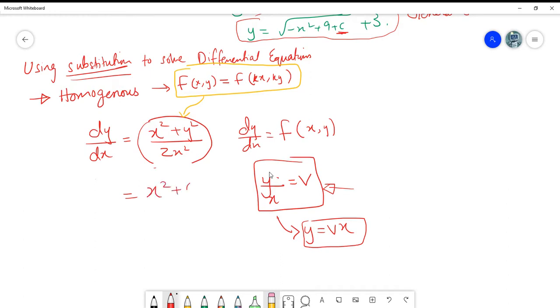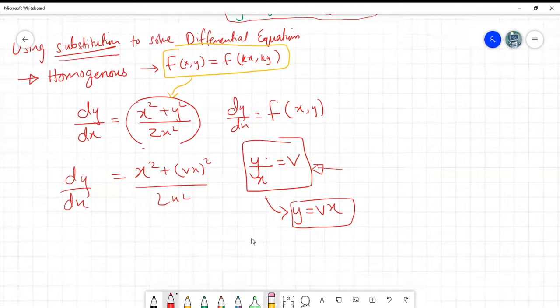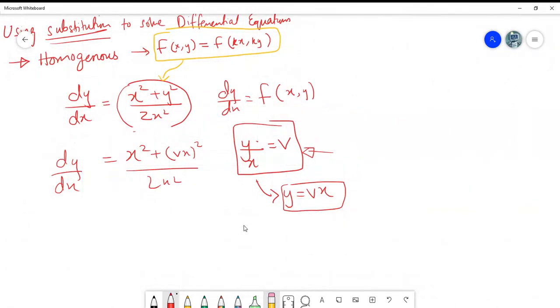So I'll replace y with vx wherever I see it. So x squared plus vx squared. So for y, I wrote vx, over 2x squared. And I have dy by dx on this side. Now, not only this, I need to differentiate this as well to replace dy by dx with something in v. So let's try and differentiate this.